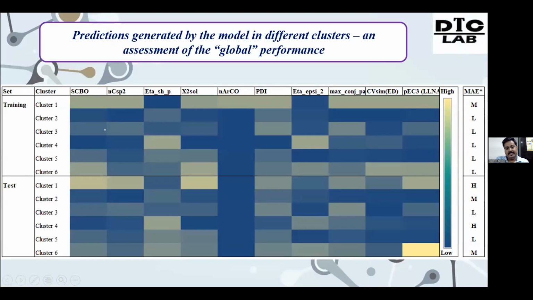We have additionally divided the data set into different clusters by the k-means clustering technique, and for each cluster, we have used the model to make predictions and derive MAE values. In most cases, you can find that the MAE values are medium to low, suggesting the global performance of our model in each cluster. Additionally, the values of the descriptors are represented in the form of a heat map, from where we can understand the positive and negative correlation of the descriptors.